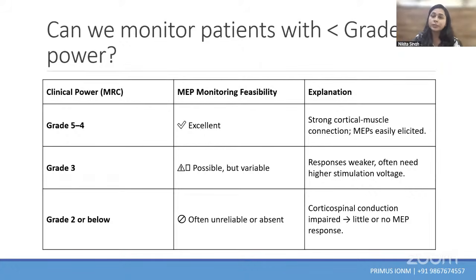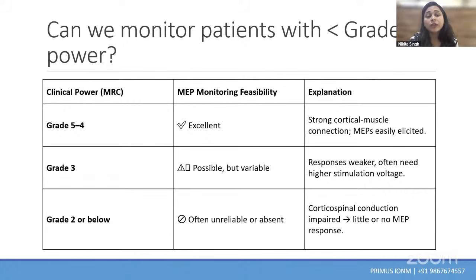First I will discuss the grades. The first grade is 5 to 4. In 5 to 4, we get very excellent responses. We get good cortical muscle connections, and we get MEPs very easily. Whereas in grade 3, it is possible to get an MEP, but it is variable. It depends on the patient. Again, the responses here are weaker and often high stimulation voltages are required.